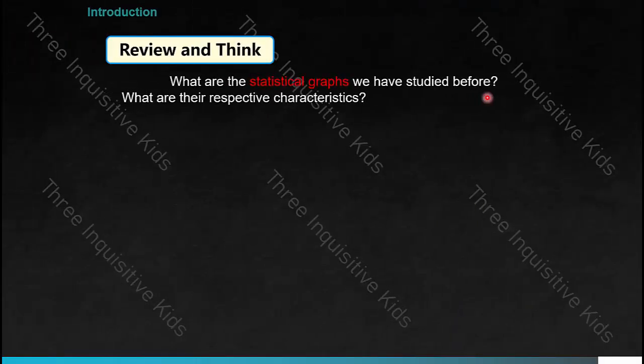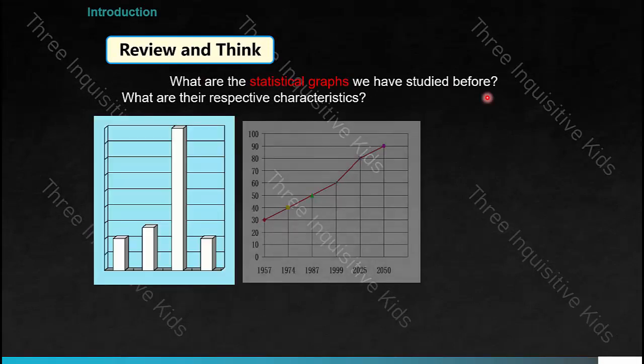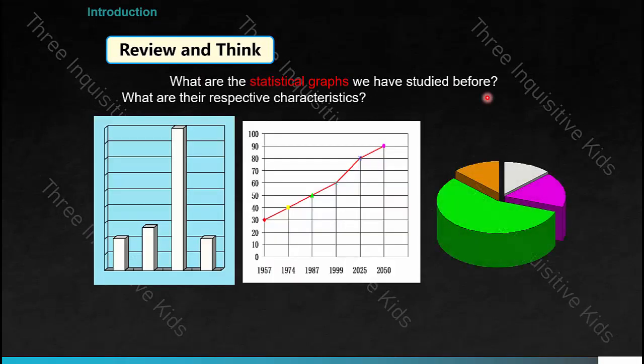What are the statistical graphs we have studied before and what are their respective characteristics? Before, meaning in the 7th grade course, Unit 6, where we also talked about statistics and probability. If you want to review that or you haven't seen that yet, I will be putting the link in the description down below, so you can go down there and check that out and then come back.